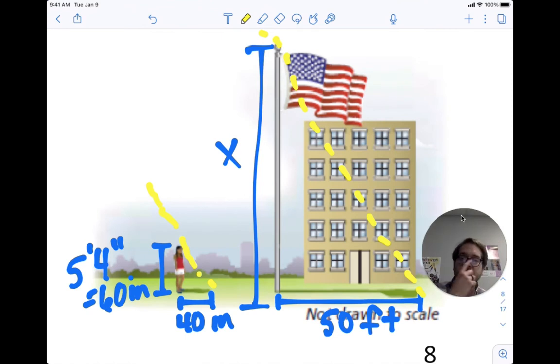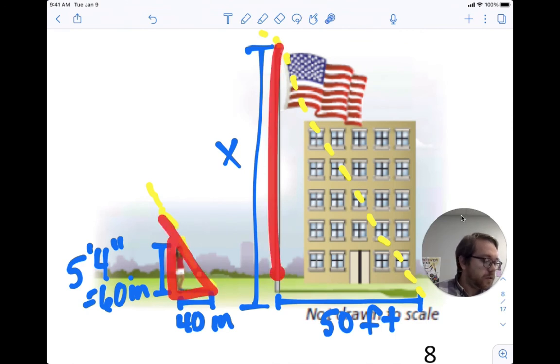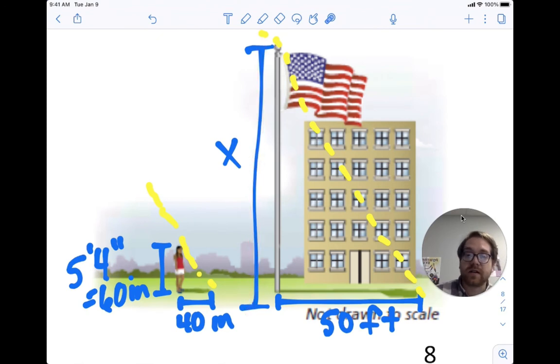Okay? The sun is creating that shadow. And so that's the third side, the sun rays coming down over this woman and this flagpole. And so that's what completes our triangle here. Okay? So now we have two triangles, and we want to figure out the length of one of those sides of the triangles. Well, this is where we can use our knowledge of similarity.